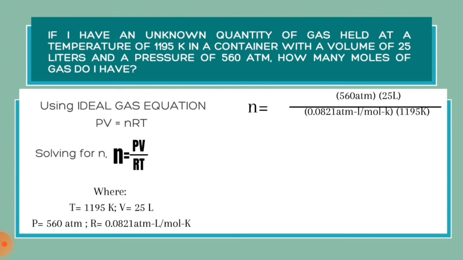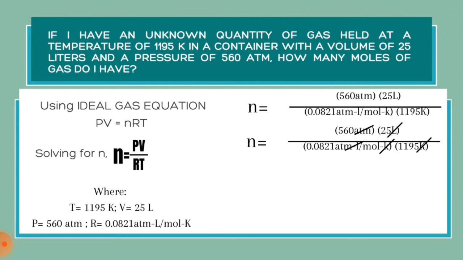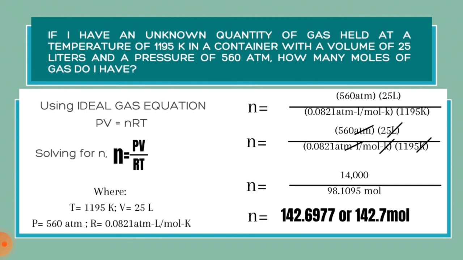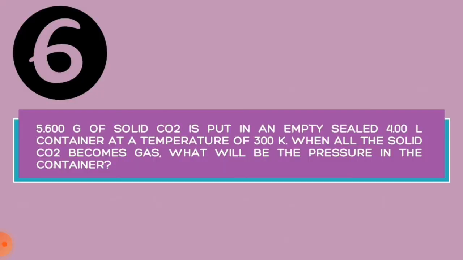So let us substitute. n equals 560 atm times 25 liters over 0.0821 atm-L over mole-K times 1195 Kelvin. Let us cancel the same units. The only unit left is the mole. So n equals 14,000 over 98.1095 mole. The answer is n equals 142.6977, or 142.7 mole.